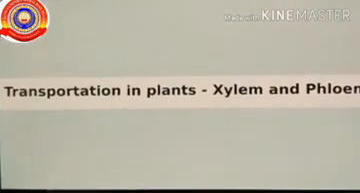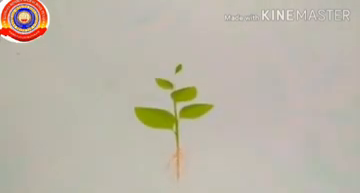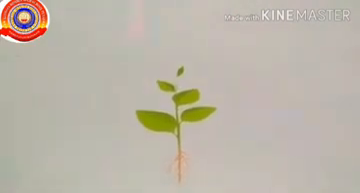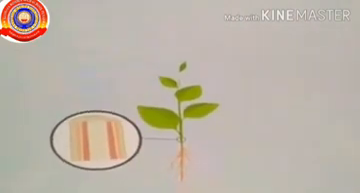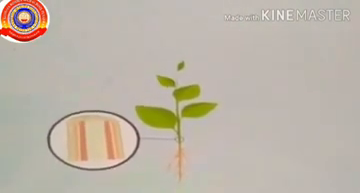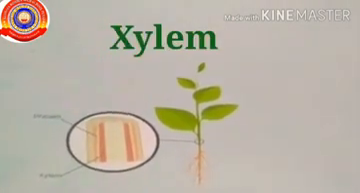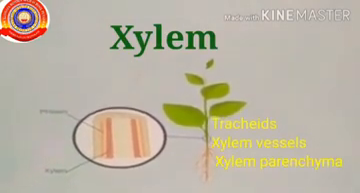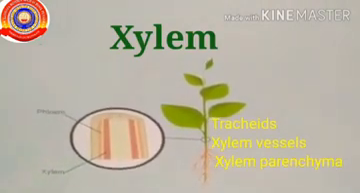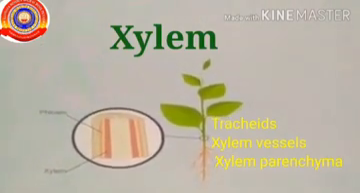Our last topic, transportation in plants. Transportation in plants takes place through vascular tissues. Vascular tissues in plants extend from the root to the leaves. The stem of plants contains vascular tissues which include xylem and phloem. Xylem consists of tissues such as tracheids, vessels, and xylem parenchyma cells. The diameter of vessels is greater than that of the tracheids. Tracheids and vessels are dead cells, whereas xylem parenchyma cells are living cells.